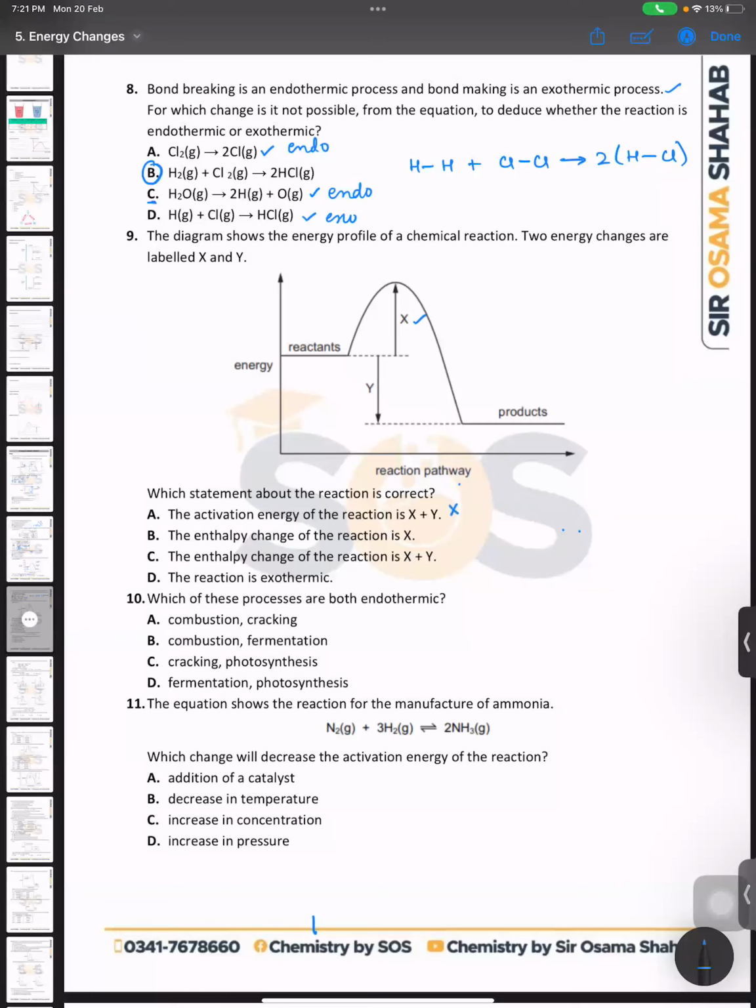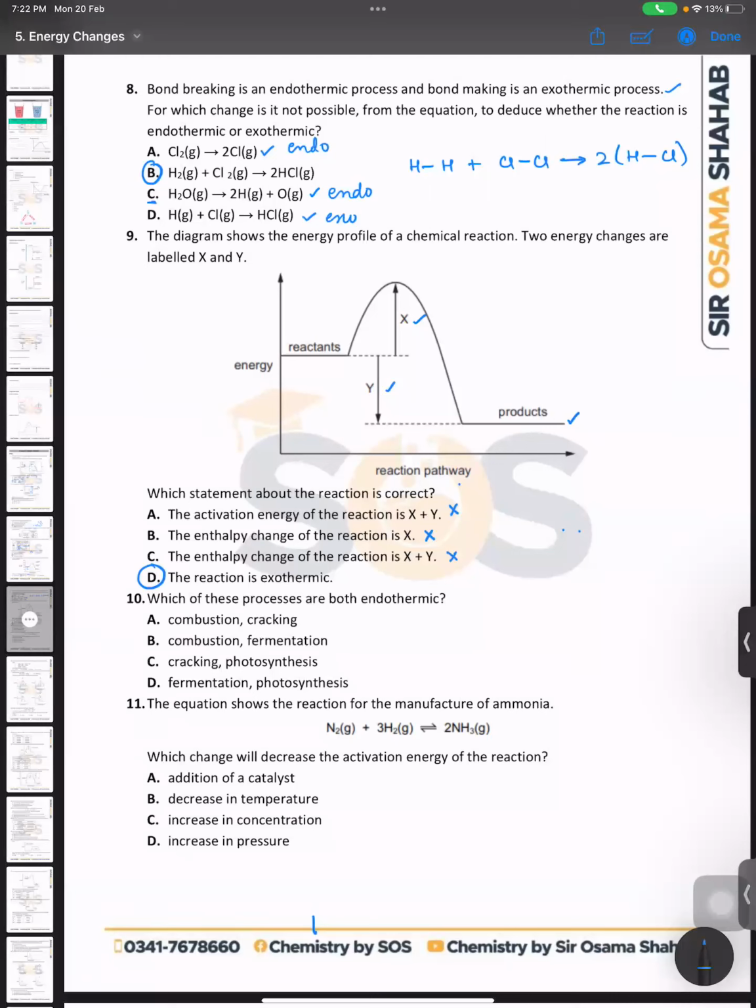The enthalpy change of the reaction is X. We know that this is enthalpy change, the difference between the reactant and product, and which is Y. This is not X. So this is also wrong. The enthalpy change of the reaction is X plus Y. Again, it is wrong. And they are saying that the reaction is exothermic, and we know that the energy of the product is lesser. So this is the right answer. Exothermic, right? राइट सर. Okay, very good, Ali Aslam.